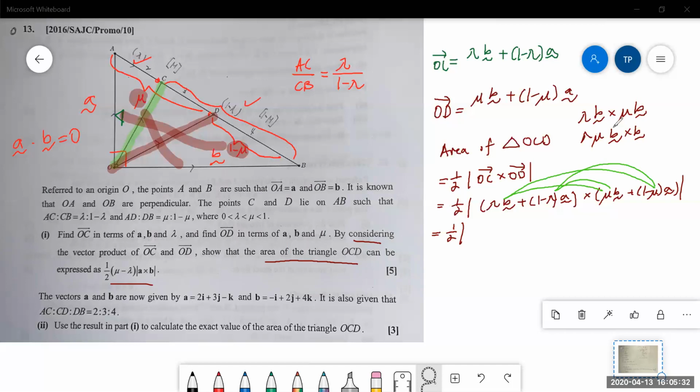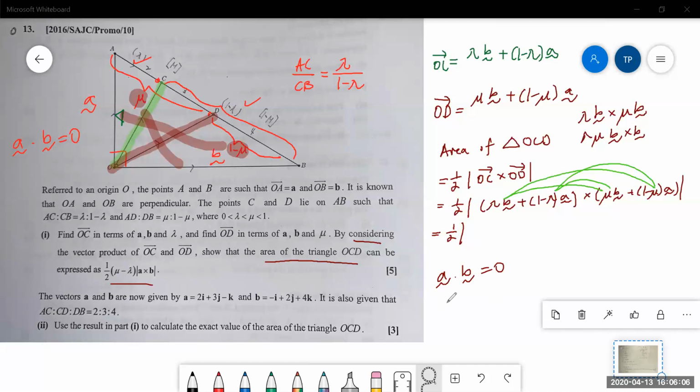0. Yes, you're right. It's 0. But it only becomes 0 if it's perpendicular, is it? No, it's just 0. You forgot your vector properties. A dot B will be equal to 0 if A and B are perpendicular.